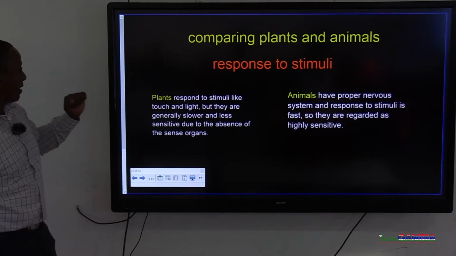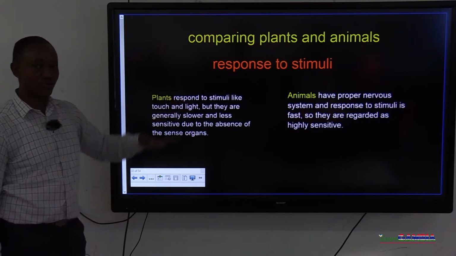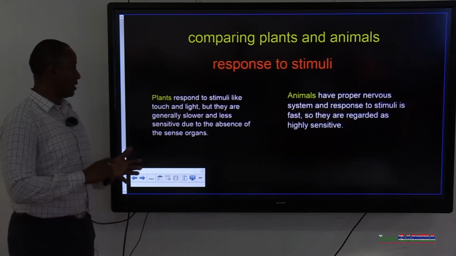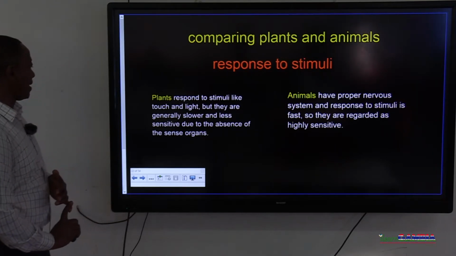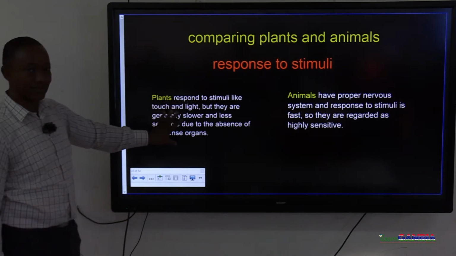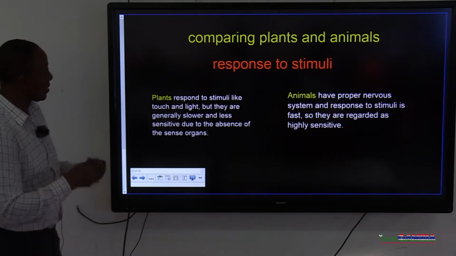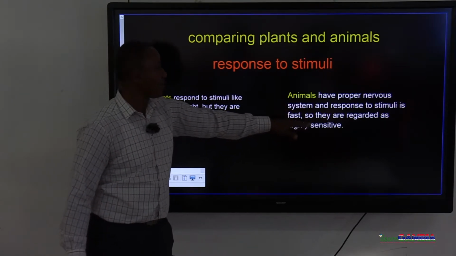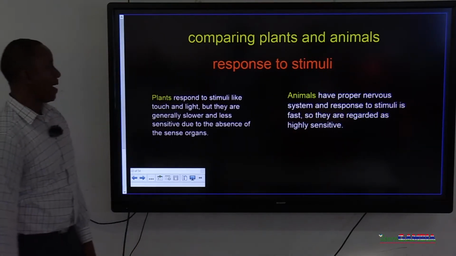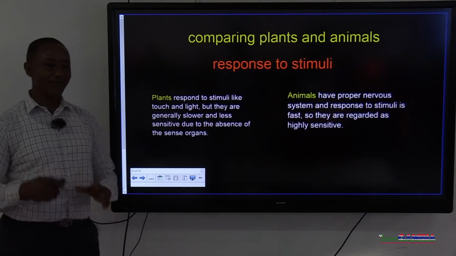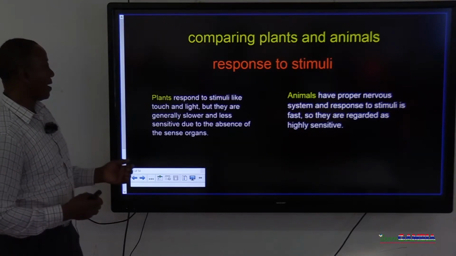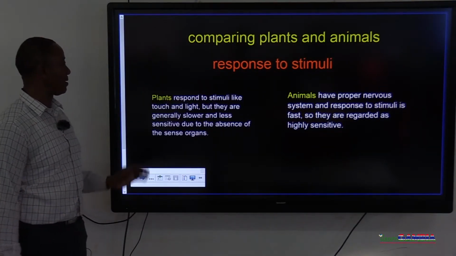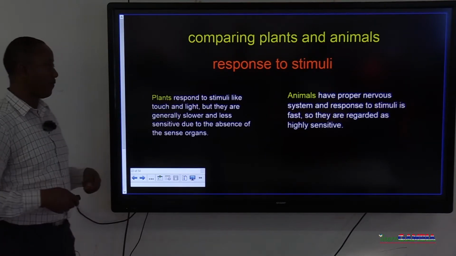Response to stimuli is an interesting one too, because plants respond to stimuli like touch and light, but they are doing so generally slower and less sensitive due to the absence of sense organs. So they are much slow in responding to stimuli. Animals, on the other hand, respond fast because they have the proper nervous system and they respond to stimuli fast because of that. So animals are highly sensitive to any changes in environment. Plants rather respond very, very slowly.